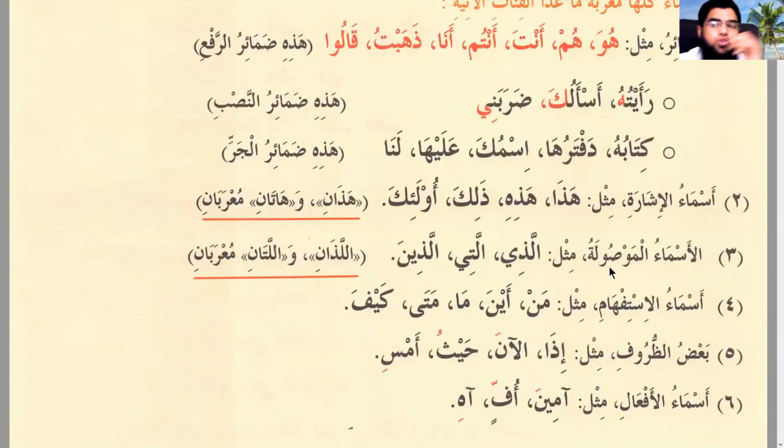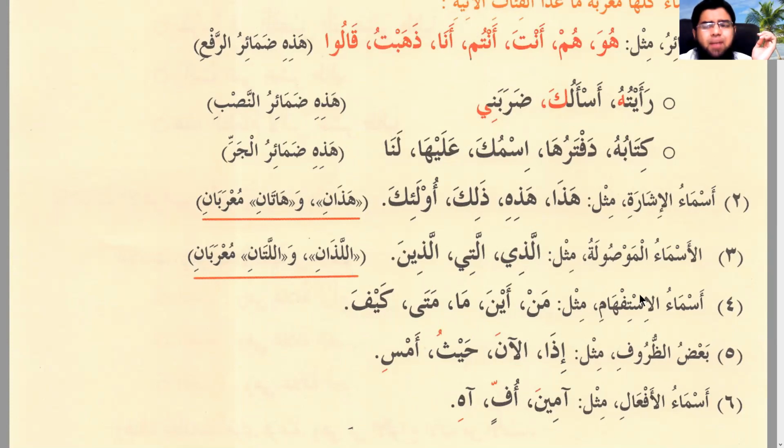Then we have asmaul mawsula. Allazi, allati, allazina, except allazani and allatani, those two. Allazani is used for twos, these two. Ja'a waladani alladani, the boys who came. Allatani. Ani becomes aini, because duals are always mu'arab.